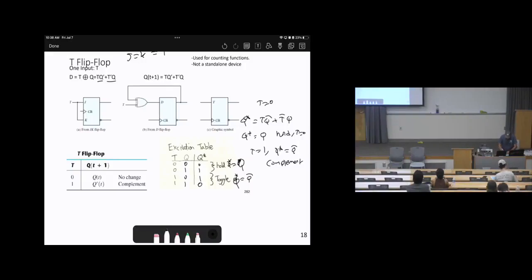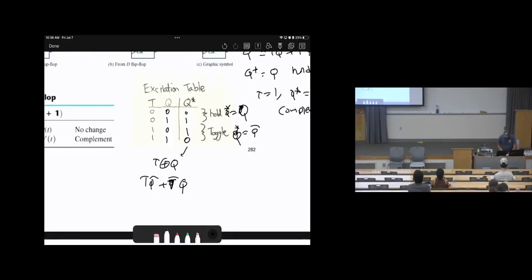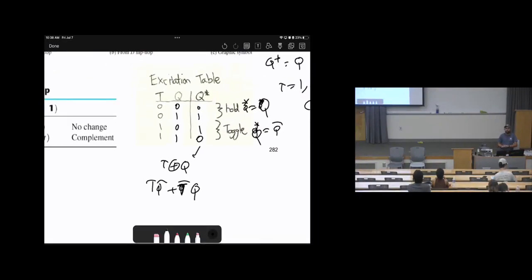Or the other way, by applying the exclusive OR, applying T Q bar plus T bar Q. So by applying the exclusive OR, look, if there is an odd number of ones, make it 1. If there are even numbers or none, make it 0. So here there is none, then make it 0. There is an odd number, make it 1. Odd number, make it 1. Even number, make it 0. This is another way. So you need to understand it in two ways. One of them is understanding the way of flip-flops, the other is understanding digital logic circuits.